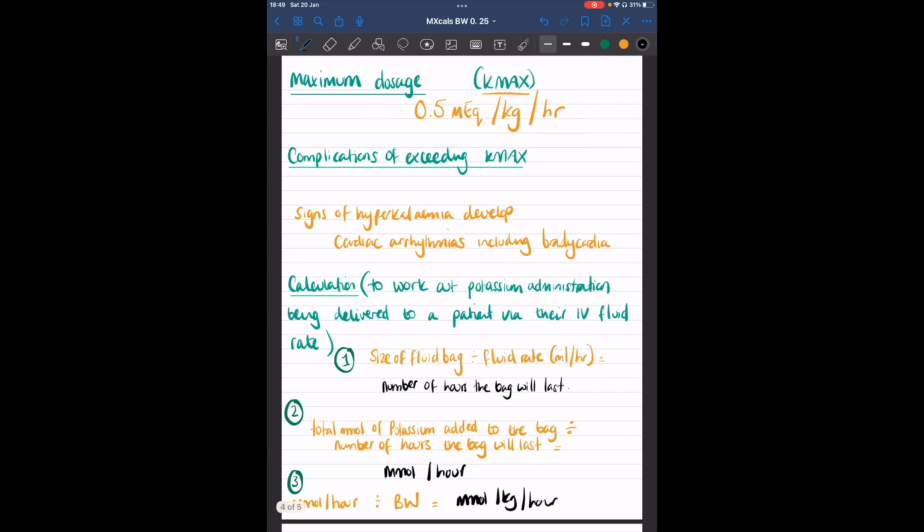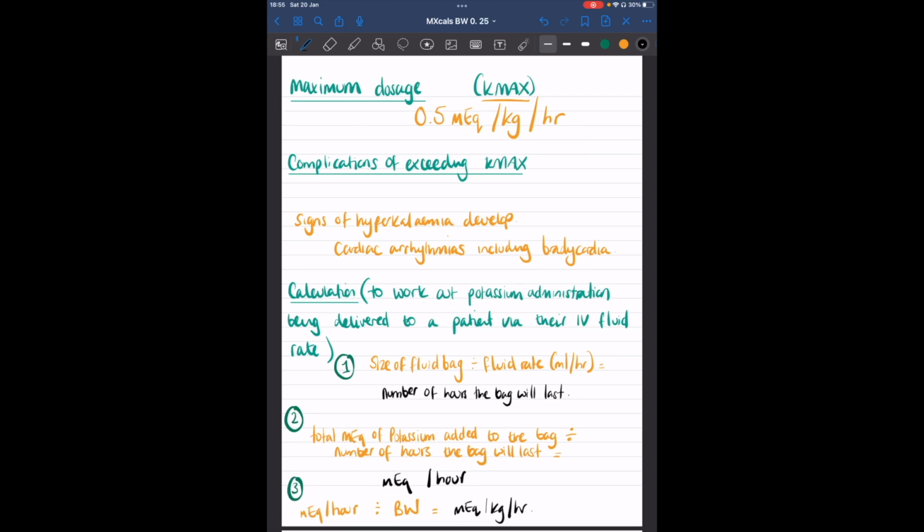Okay, so what is Kmax? Well, Kmax is the maximum dose of potassium that you can give. Ideally, it should not exceed half a milliequivalent per kilogram per hour. Exceeding the Kmax, this half a milliequivalent per kilogram per hour, could result in the signs of hyperkalemia that we see. So think of cardiac arrhythmias, including bradyarrhythmias, and we can see those changes on an ECG. I do cover that in other webinars, and it can eventually lead to atrial standstill. So it can be really damaging to the heart to have that excess potassium in the blood.